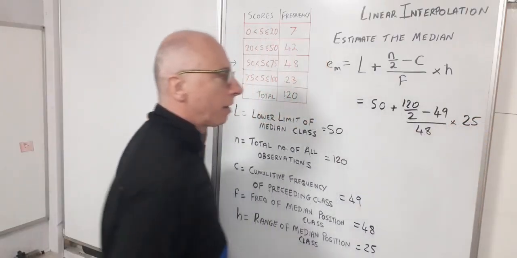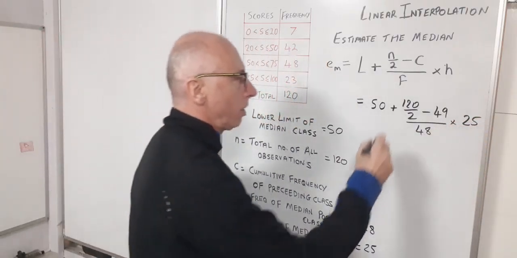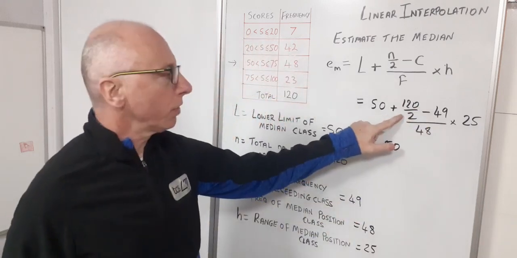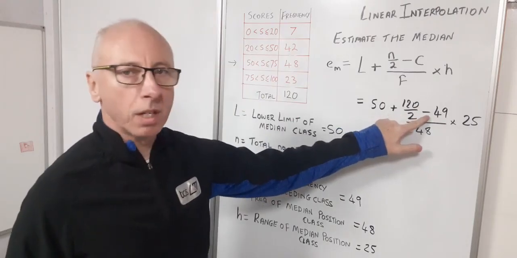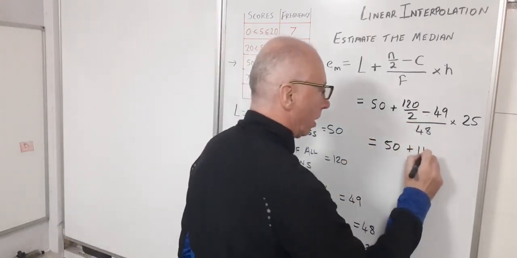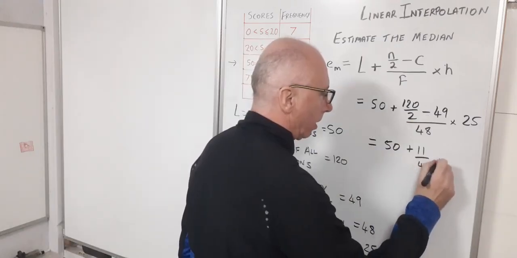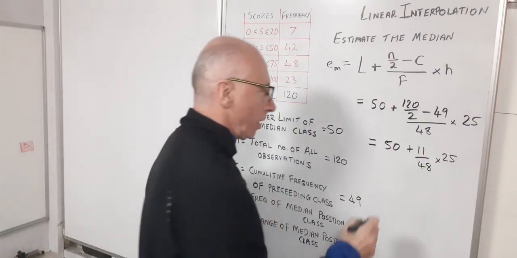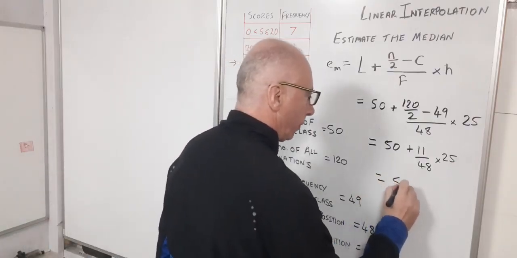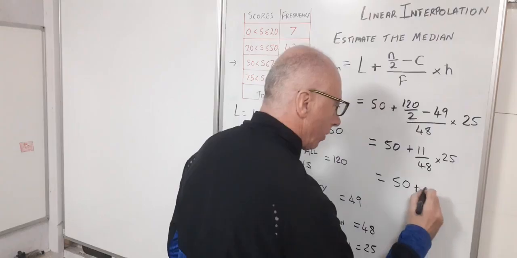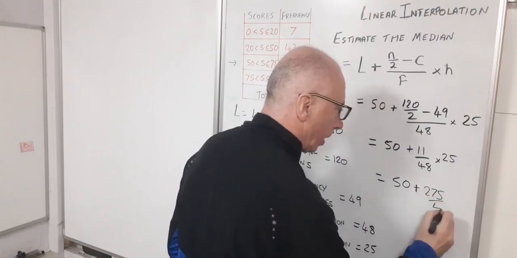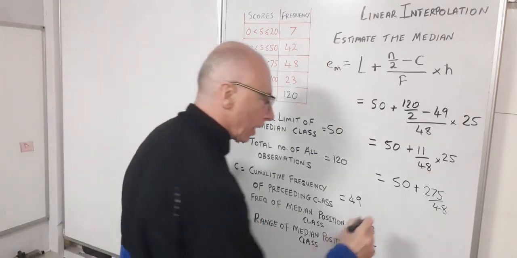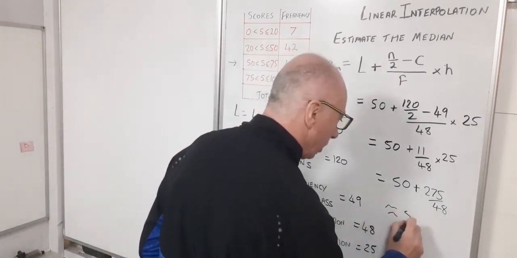And now we've got all of that, we just do our calculations on that. So let's just simplify each bit at a time. So 50 plus 120 over 2 is 60, minus 49 gives me 11. And then divide that by the 48 and times 25. Okay, let's go on a bit more. So then we've got 50 plus 25 times 11 is 275 divided by 48. Okay, so put that in the calculator, you get approximately 55.7.